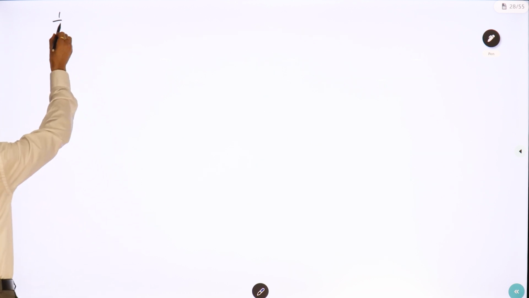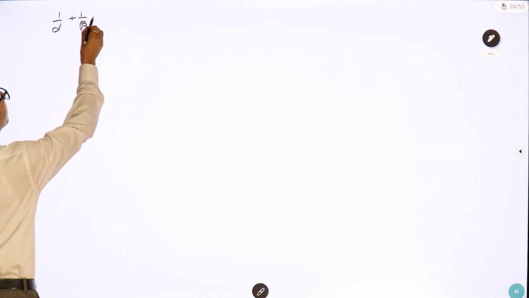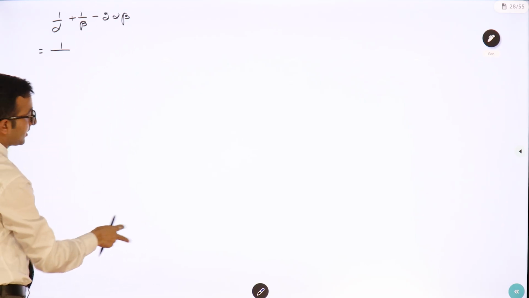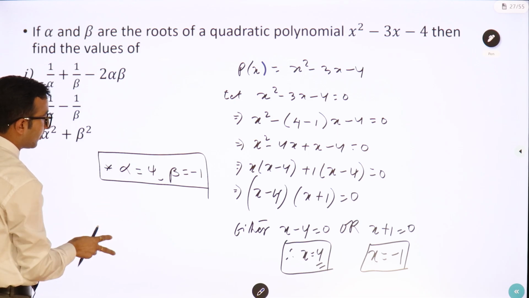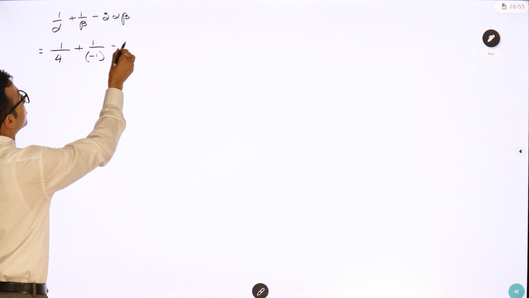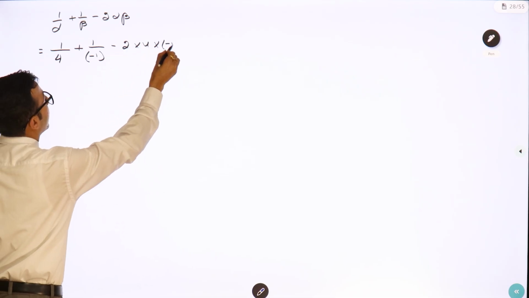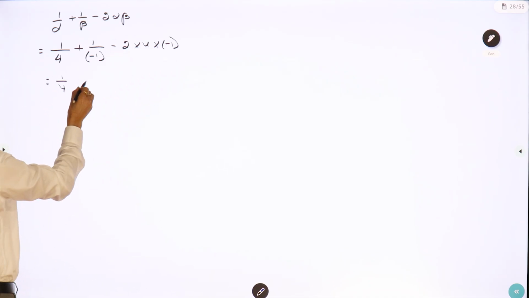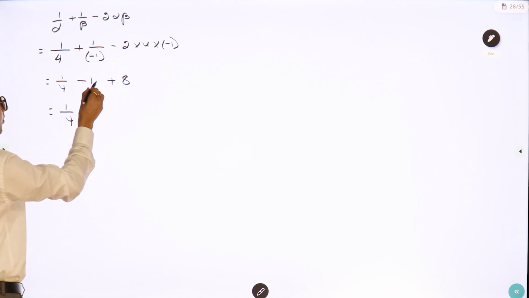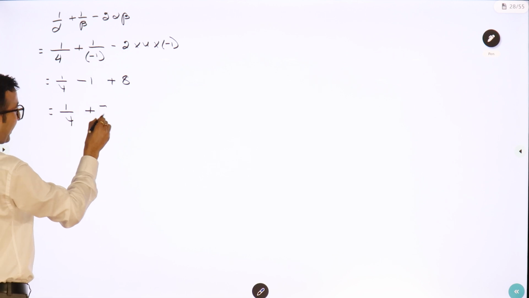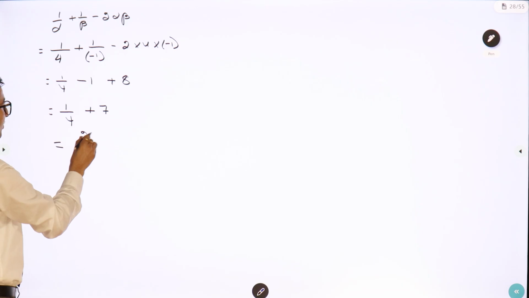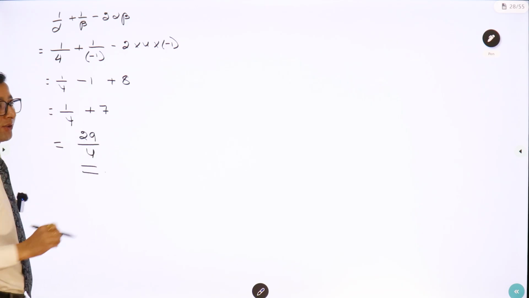The first one is 1 by alpha plus 1 by beta minus 2 alpha beta. One root is 4 and another root is minus 1. So 1 by 4 plus 1 by minus 1, minus 2 times 4 into minus 1. It gives us 1 by 4 minus 1 plus 8, which gives us plus 7. An easy way to calculate this type of mixed fraction: 4 sevens are 28 plus 1, 29 divided by 4. This is the solution of the first.